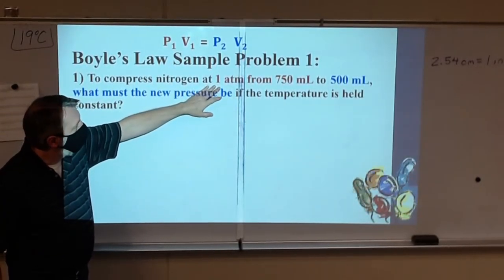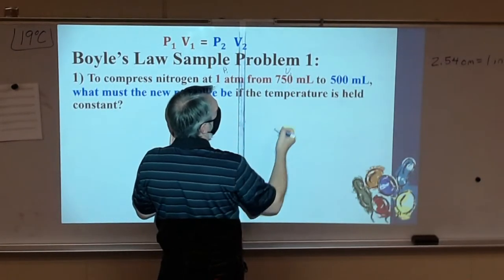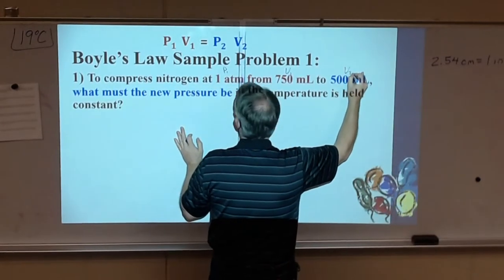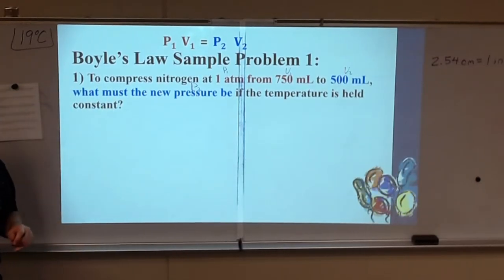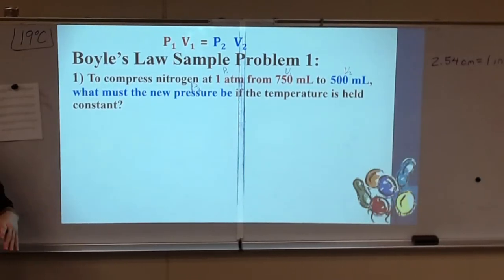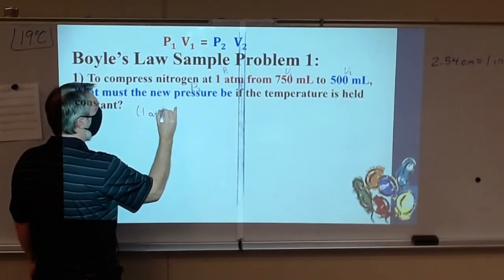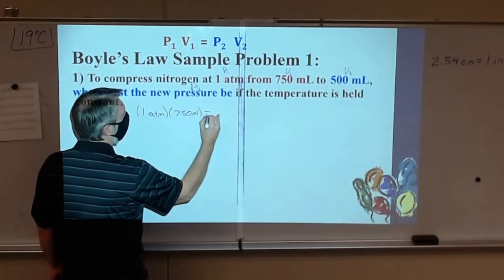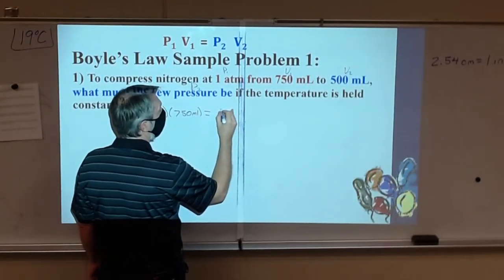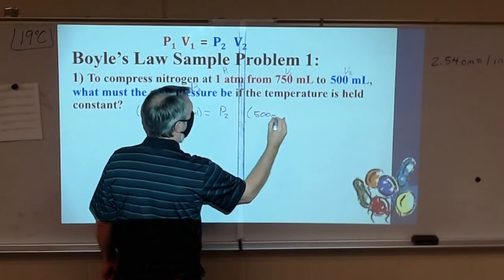So let's identify the variables. This is going to be P1. This is V1. This is V2. And I'm looking for P2. What I want to see on all your homework is the formula with the variables put into it. So with the units, this is 1 ATM and 750 milliliters equals P2 and 500 milliliters.